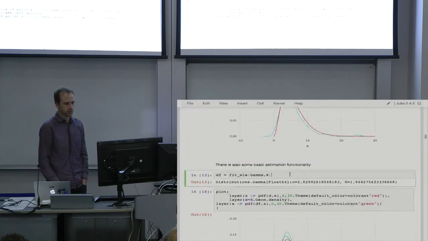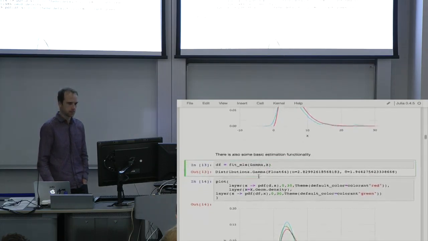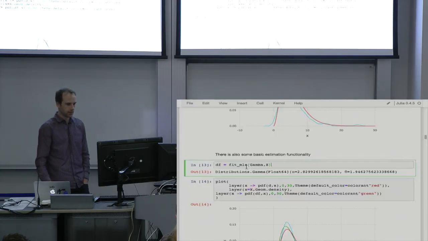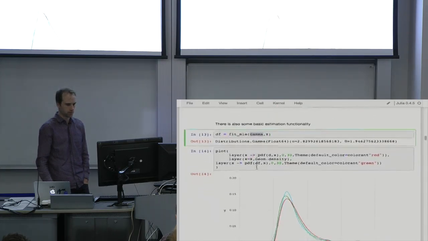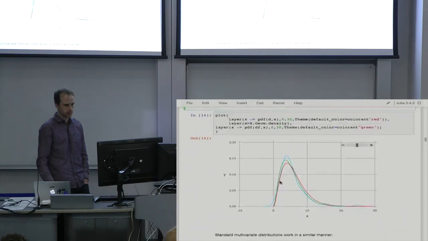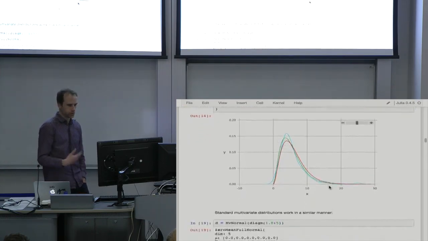And there's also some basic estimation functionality, things like fit. This time we've got some data x, which was the sample data, and you're fitting a gamma by maximum likelihood. We're passing this type gamma as an argument, and then we get a fitted distribution back. The original parameters were alpha equals three and theta equals two, so they're quite close. And this is the plot of the difference: the red one is the original, the green one is the fitted, and the blue is the density estimator. So that shows you how all these things play together.